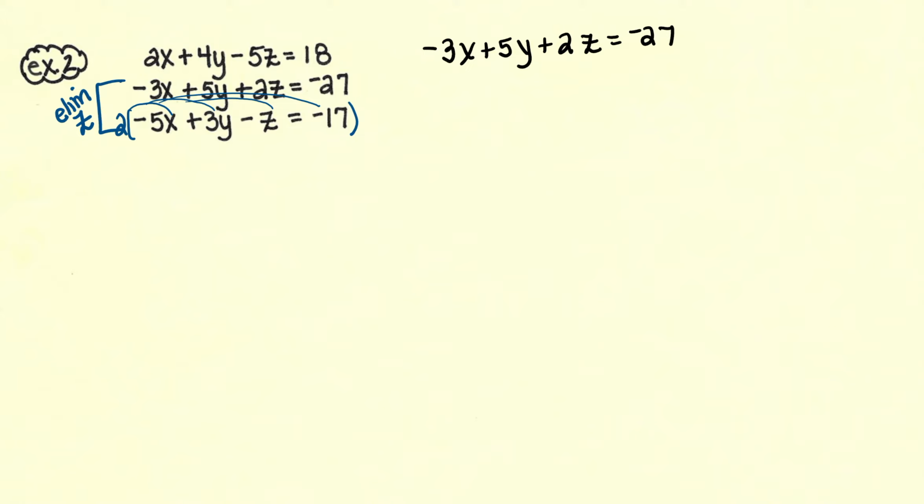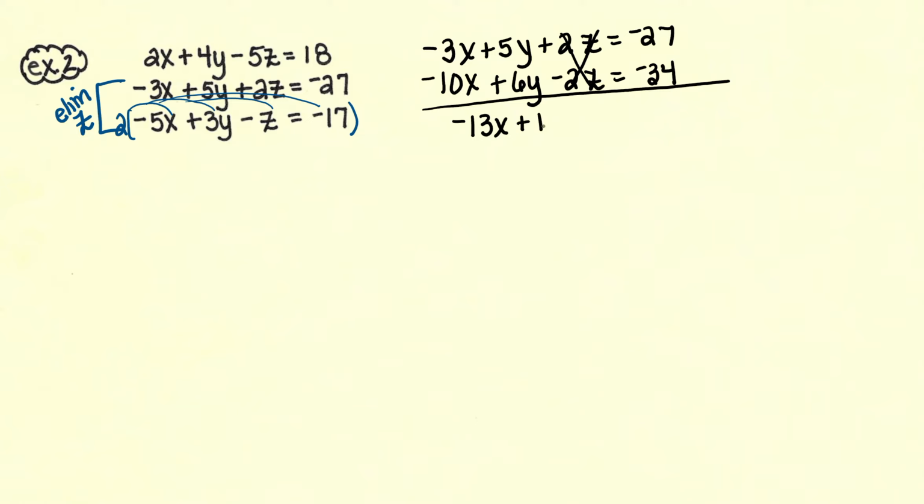And then the bottom equation, you're going to have 2 times negative 5 is negative 10x. 2 times 3 is 6y. 2 times negative z is negative 2z. And 2 times negative 17 is going to be negative 34. Okay, let's put those two equations together with the z's canceling. So negative 13x plus 11y is equal to negative 61. We're going to call that our first star equation.